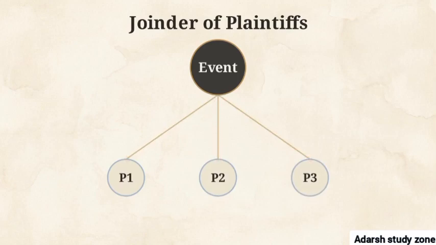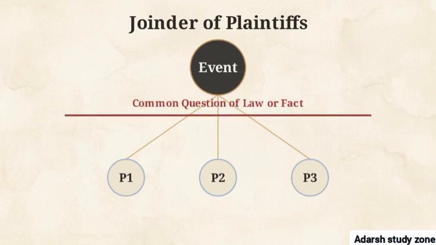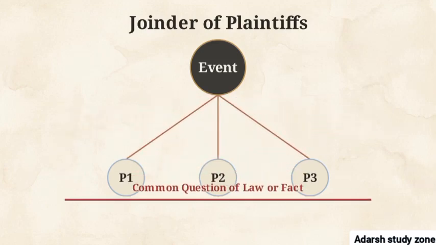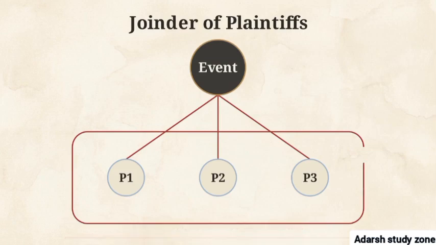If three individuals are injured simultaneously by the exact same accident, their legal claims share a unified common origin. Second, there must be a common question of law or fact connecting those claims. The court must be able to resolve their dispute by answering the same underlying questions.